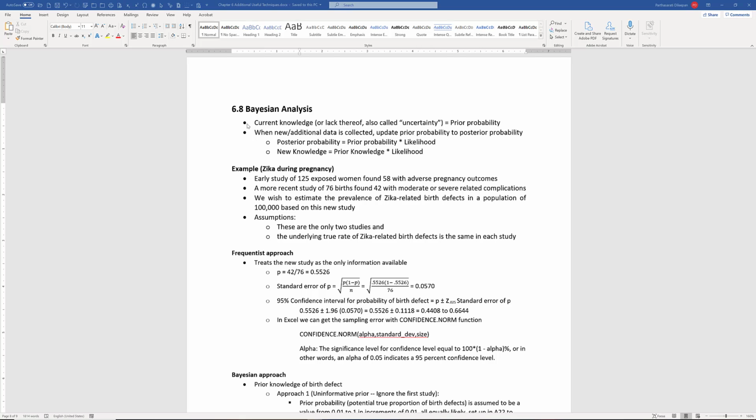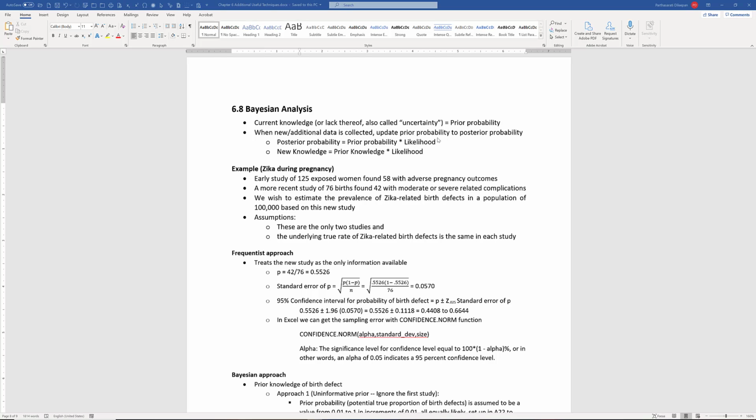Bayesian analysis is predicated upon the principle that we start out with some knowledge, the current knowledge, which we call prior probability. And then we have some intervening event. When additional data is collected, we look at how likely this additional data is for a given prior probability. Based on that, we come up with the posterior probability for the event. So posterior probability is given by prior probability times the likelihood of that event given the intervening data.